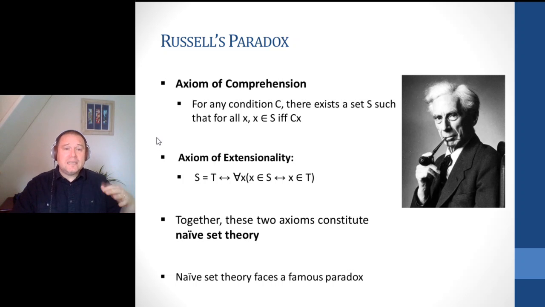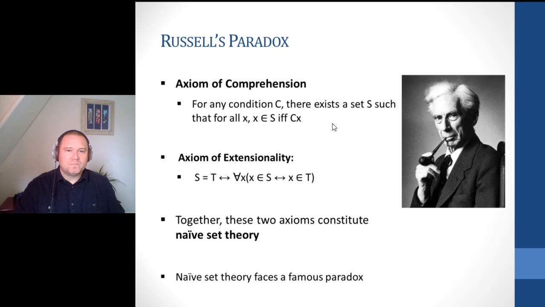So, according to naive set theory, we have a story here. And this is where we appeal to the axiom of comprehension. According to the axiom of comprehension, for any condition C, where C is any first-order logic sentence, there exists a set S such that for all X, X is a member of S if and only if X is a C. That is, X makes C true. So really, the axiom of comprehension basically says, if you can come up with any kind of predicate, there's going to be a set of all and only the things that satisfy that predicate.